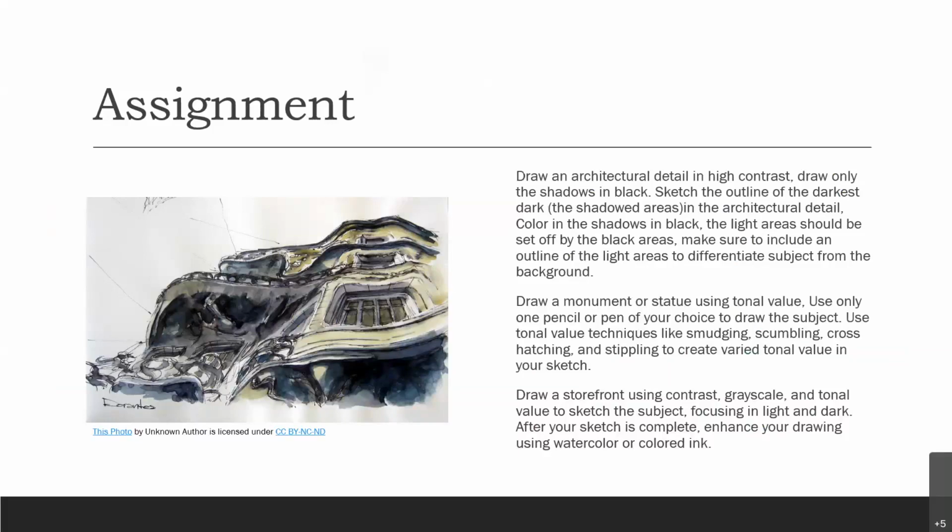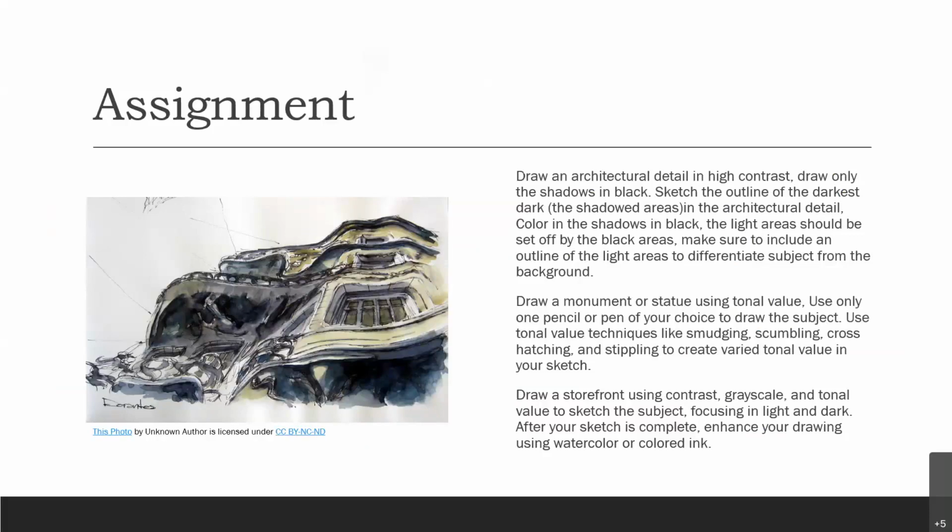Draw only the shadows in black and sketch the outline of the darkest dark or shadowed areas in the architectural detail. Then color the shadows in black. The light areas should be set off by the black areas, and you shouldn't really have to make an outline of them. The structure itself should be supported by those black shadowed areas. Make sure to include an outline just to differentiate the subject from the background.